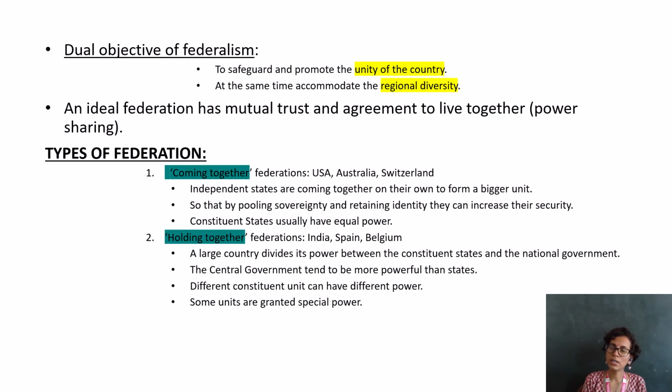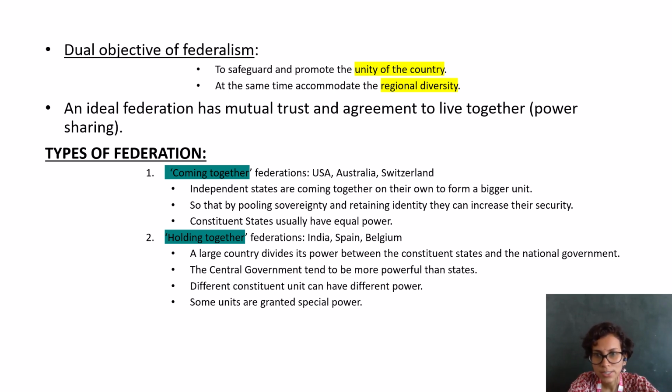So in a holding together federation, obviously the power is shared, but the central government can have slightly more power than the state government, and certain units can have special power, but it is not compulsory that what was given in the beginning should be kept there. Like as I told you, in case of Kashmir, for integration of Kashmir in India it was given, but then in 2019 it was felt that it was not needed, so it was removed. Article 370 was taken away.